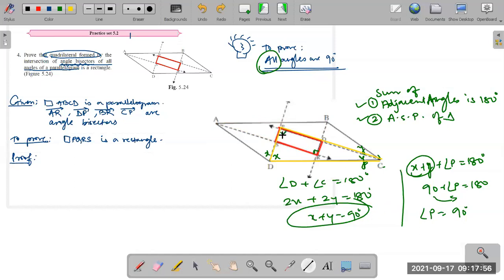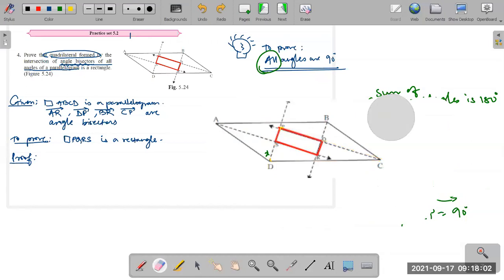And how are we proving it? Using these two properties. Okay, so let us start with writing out the proof. I hope you have understood the logic.